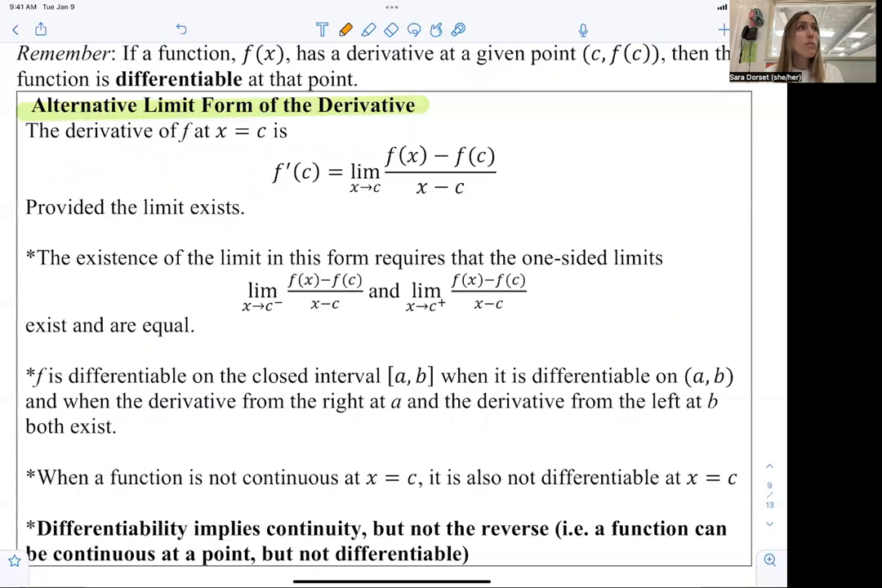If you are given information about a function, like you are given that it is differentiable over an interval or at a point, you may assume continuity, but not the other way around.